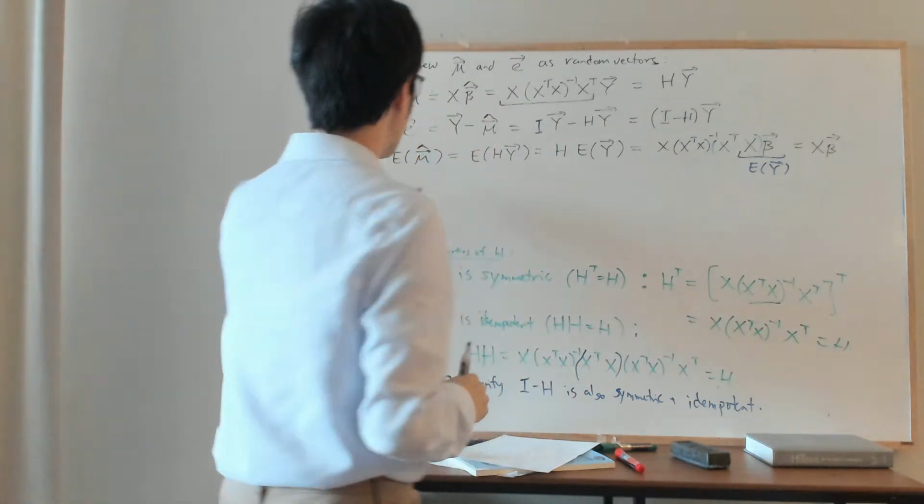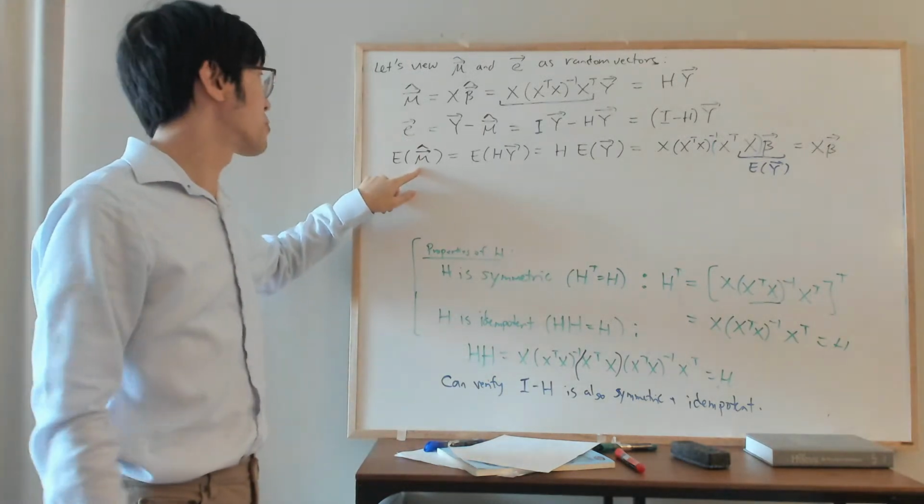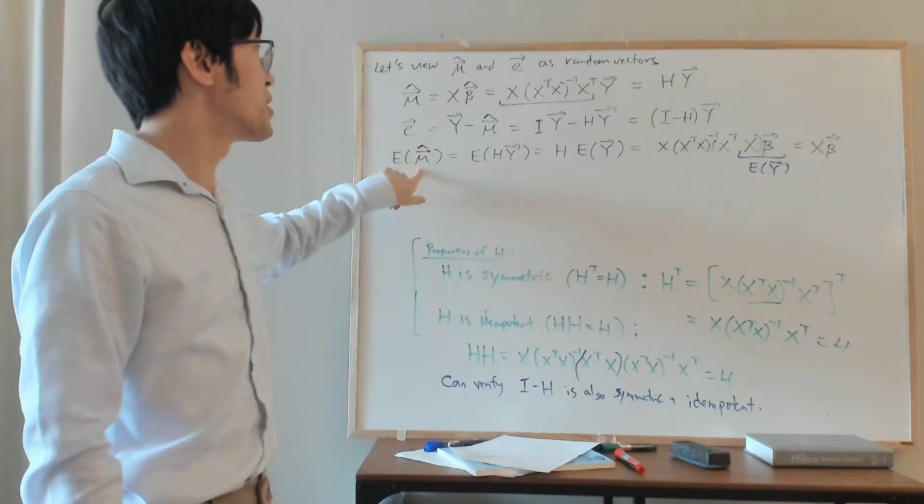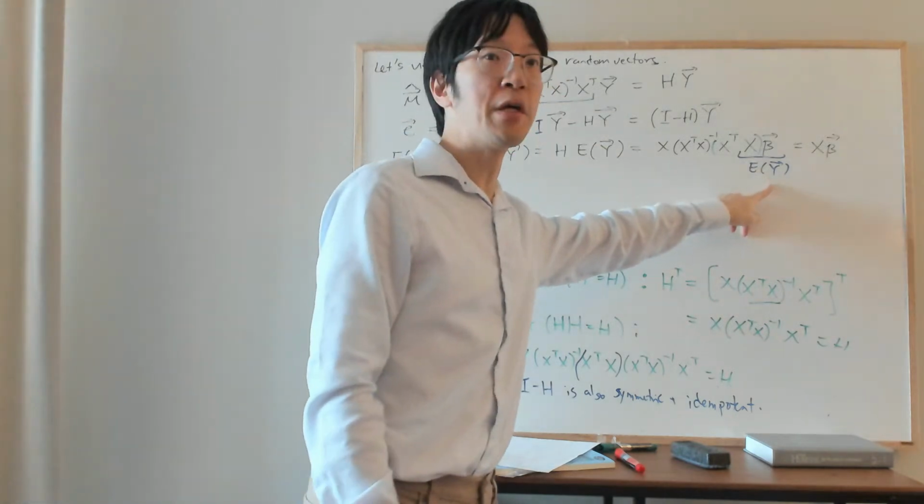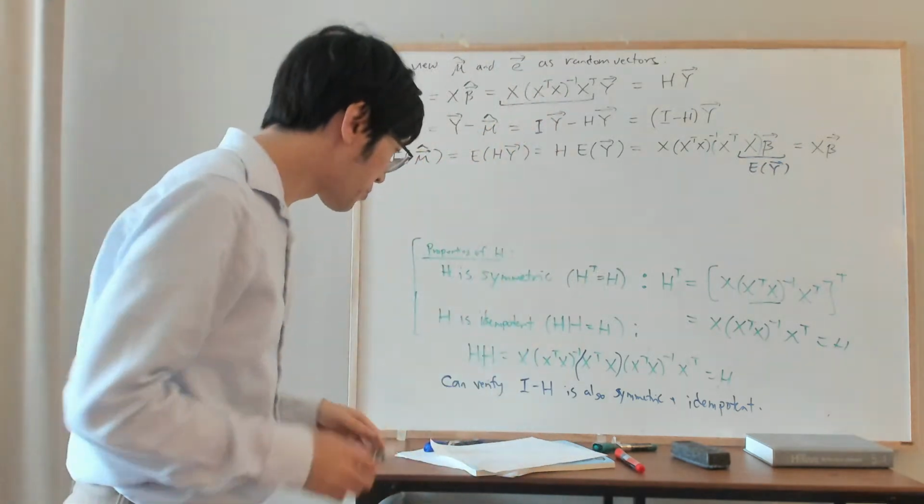In other words, viewing the fitted values as a random variable, its mean is in fact the mean of our multiple linear regression model, X beta.